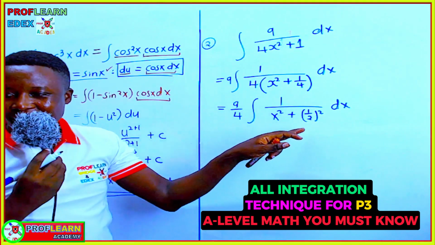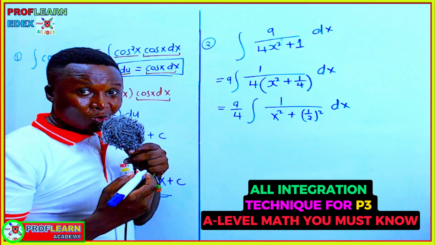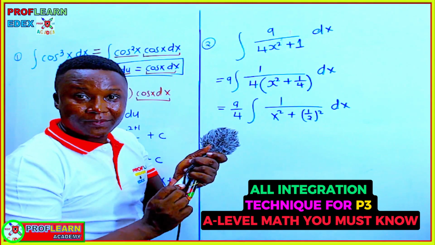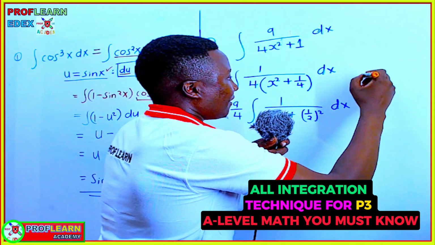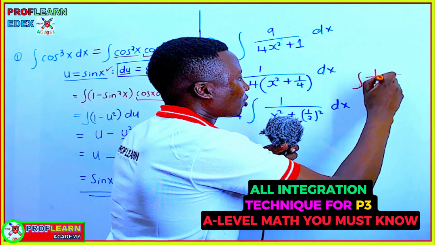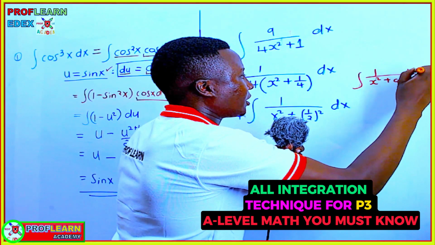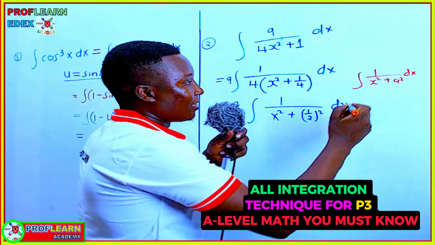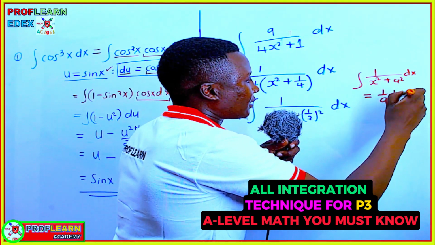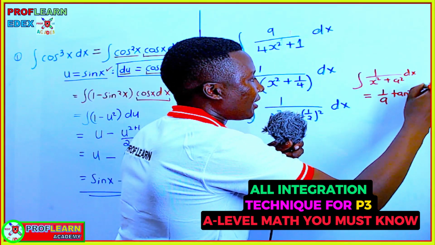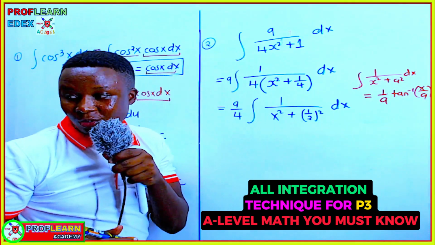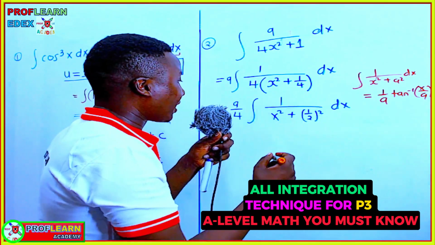You need to remember this kind of question that you learned. Remember, you had learned that when integrating 1 over x squared plus a squared with respect to x, this is going to be 1 over a tan inverse of x over a, then plus c. That is the technique that we're looking at in this case.